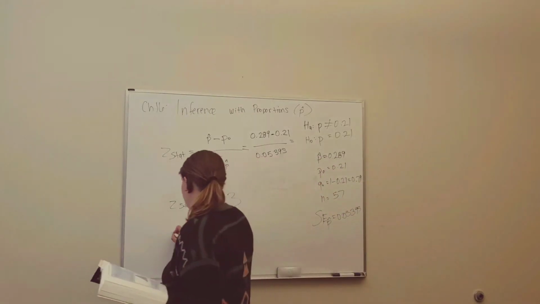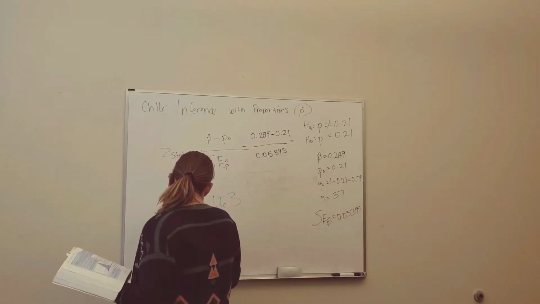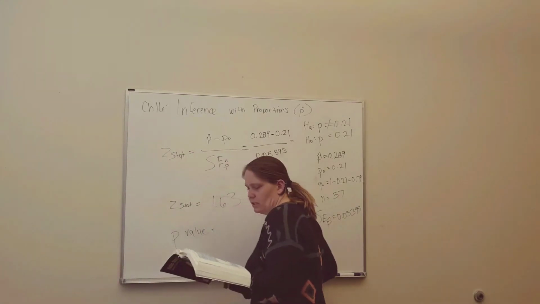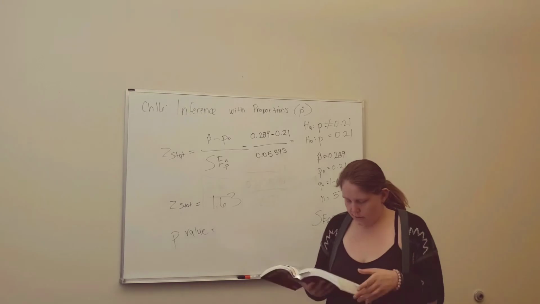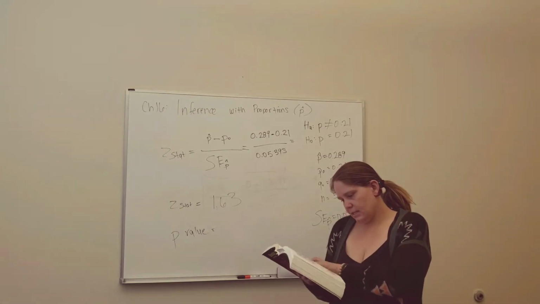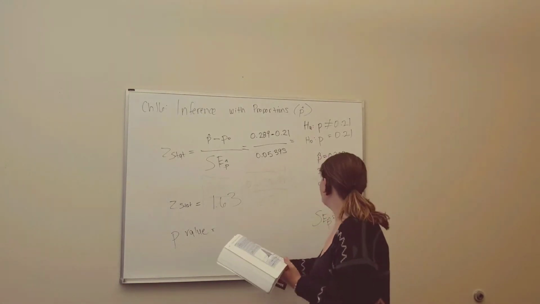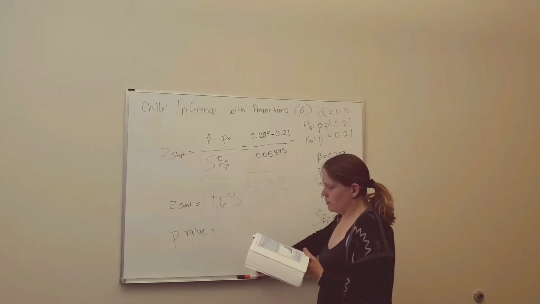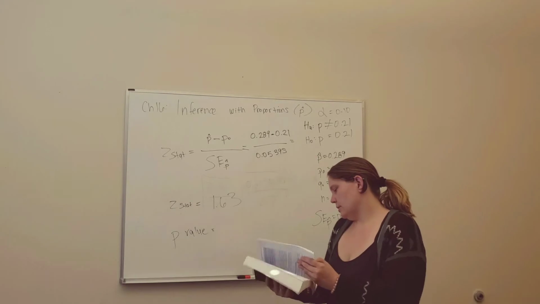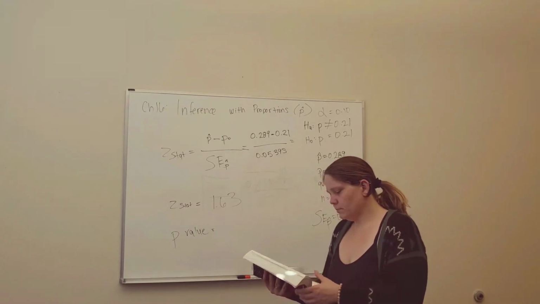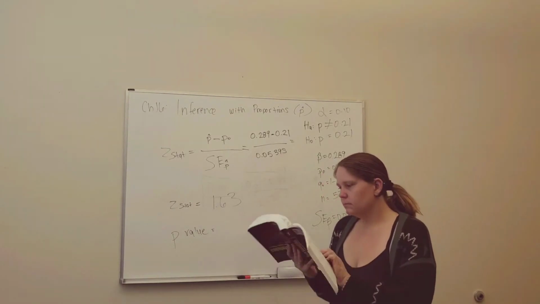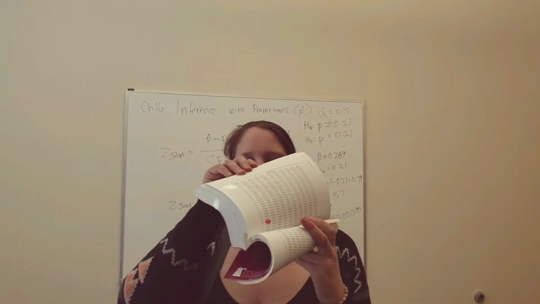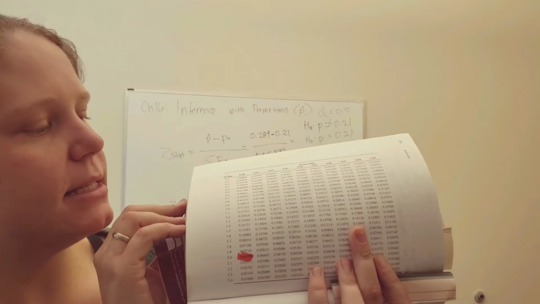So how do we find the p-value for that? Again, that's going to be in your z table. Oh, and we should have stated our alpha level at the beginning. I'm going to turn to the table in the back of the book, and I'm going to hold this up higher because I don't think I did a very good job in the last video. So we're looking at the z table.